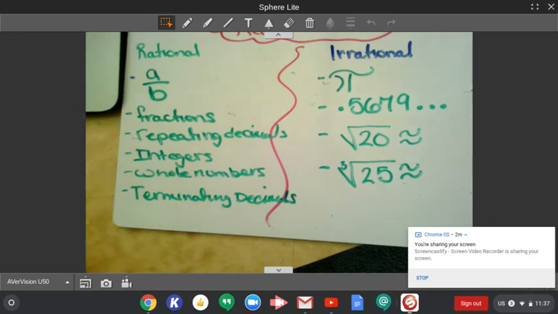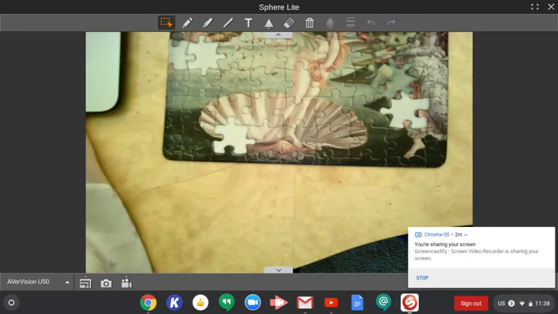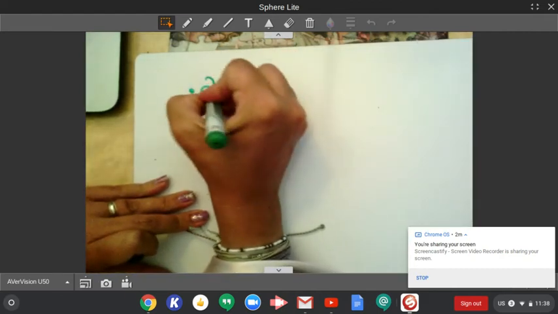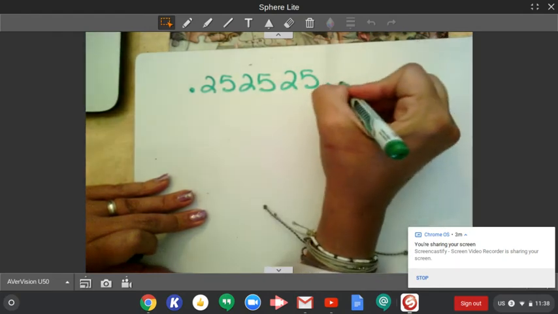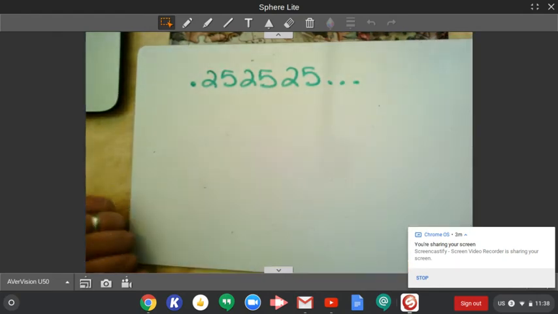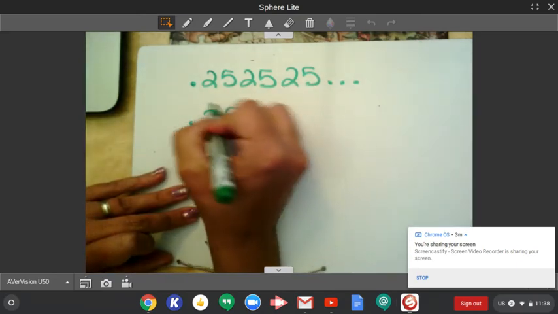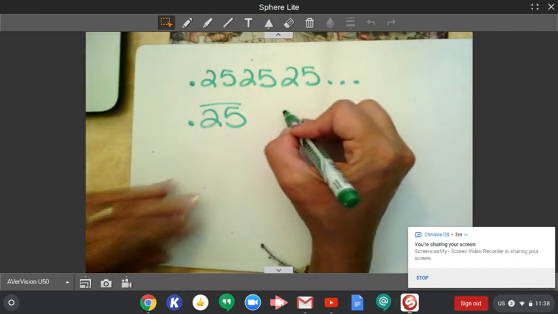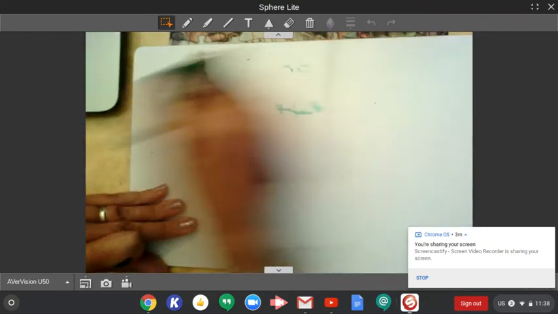All right, let's go over this in a bit more detail. Okay, so let's give you some examples. I can also write it this way. Because this is a repeating decimal, this is a rational number.